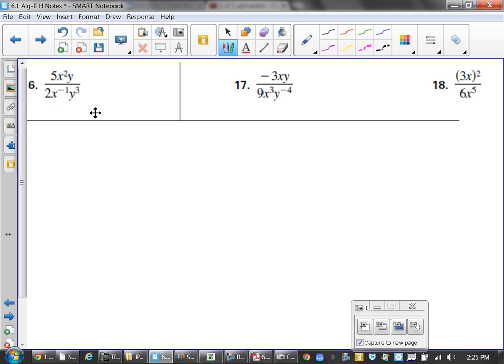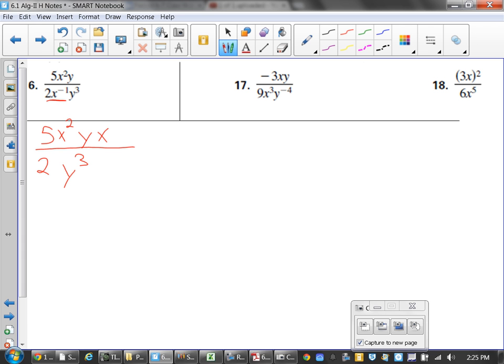It's an extra step. Here I have 5 over 2. I can't do anything with it. X squared is positive, y is positive. Now I go down here. X to the negative 1. He's not happy. Click your eraser, where will he be happy? And then it's just y cubed. Okay? Now I'm going to rewrite it all. Everybody okay with that? All right.